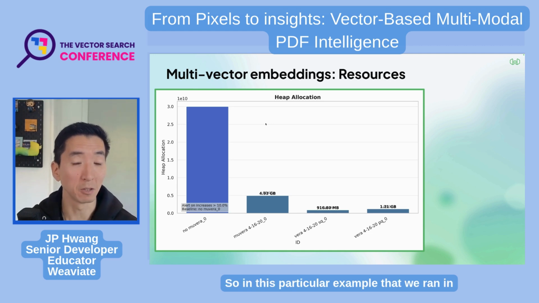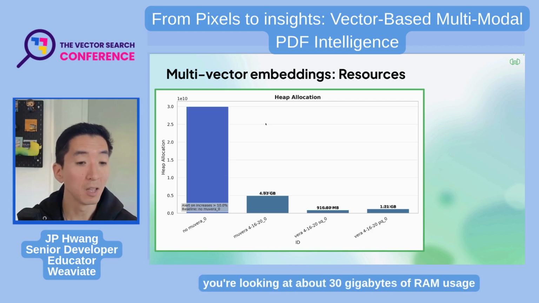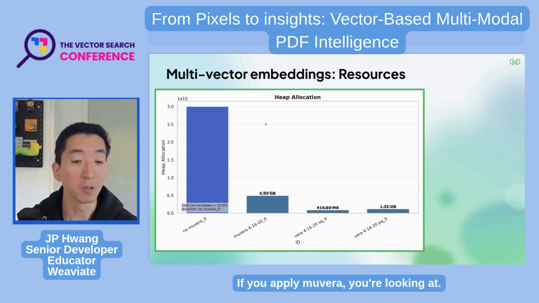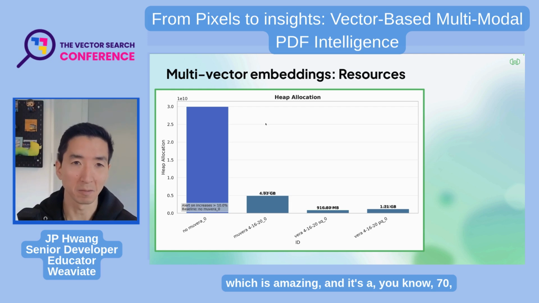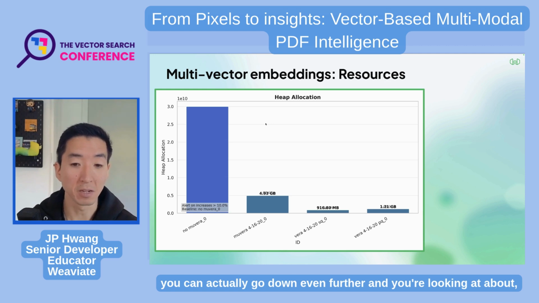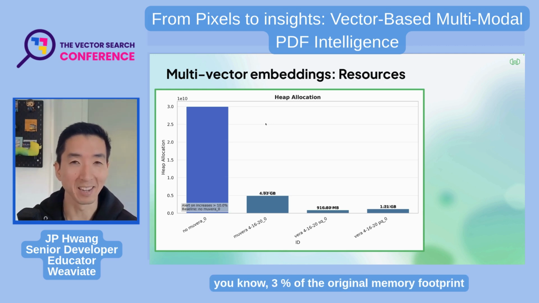So in this particular example that we ran in-house, you're looking at about 30 gigabytes of RAM usage for a particular data set. If you apply Movera, you're looking at only 5 gigabytes, which is amazing, and it's a 70-80% reduction with doing very little work otherwise. And if you apply quantization on top of that, you can go down even further, and you're looking at about 3% of the original memory footprint.